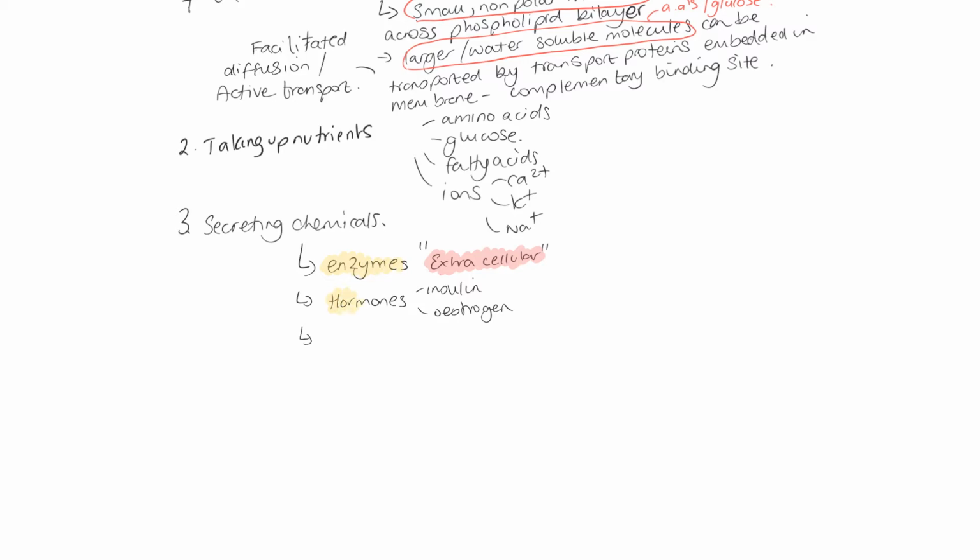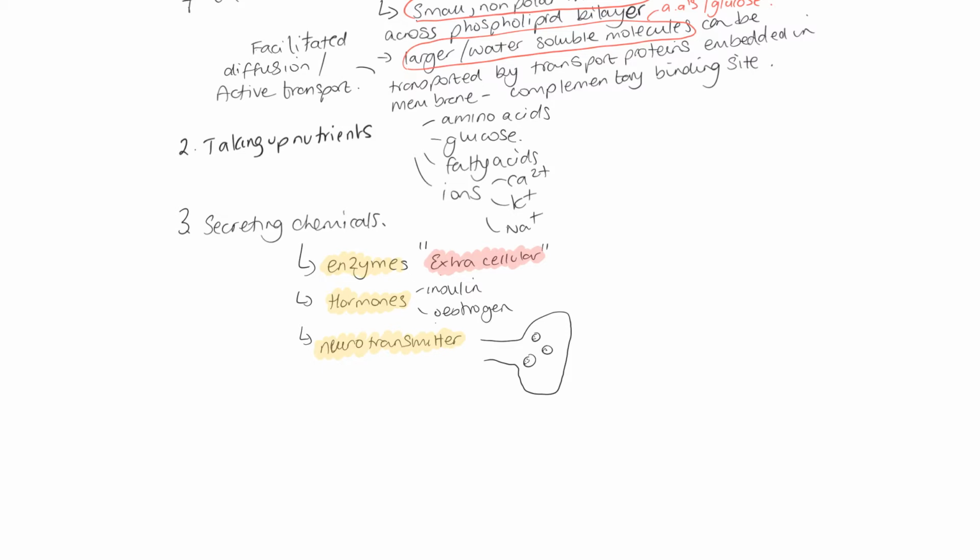So hormones are secreted from cells into the bloodstream where they are transported to their target organ where they will perform their function. Another chemical that might be secreted from a cell is a neurotransmitter. Neurotransmitters are the chemicals that are released from neurons. They're released into the synapse, and their job is to then transmit a chemical message from one neuron to the next, and they're really, really important in nerve transmission.